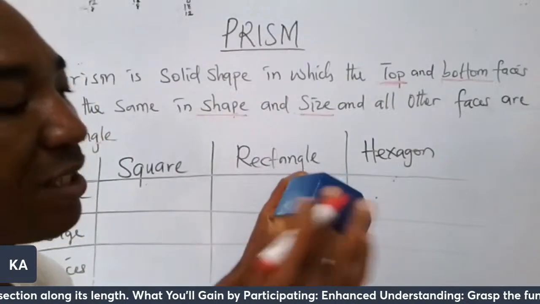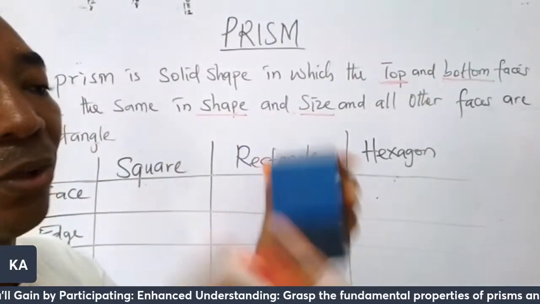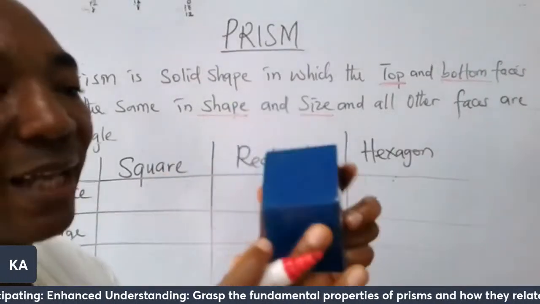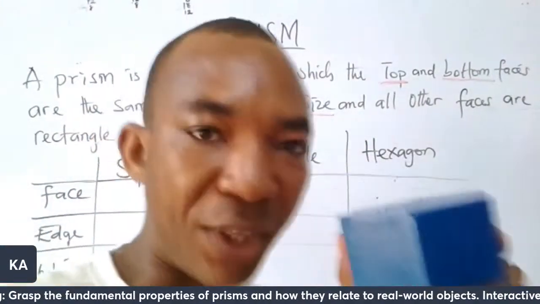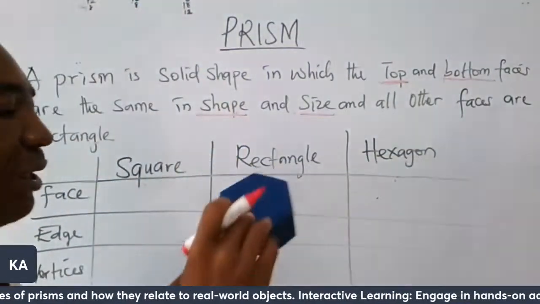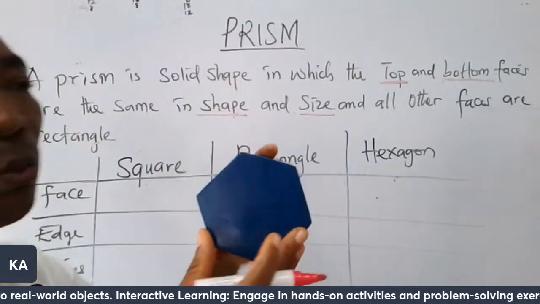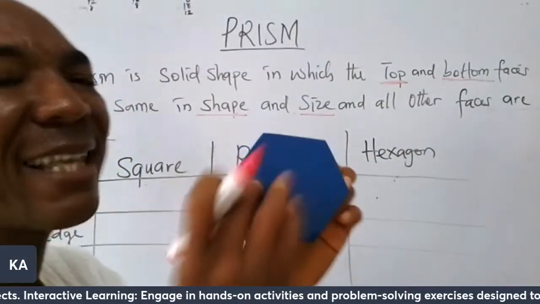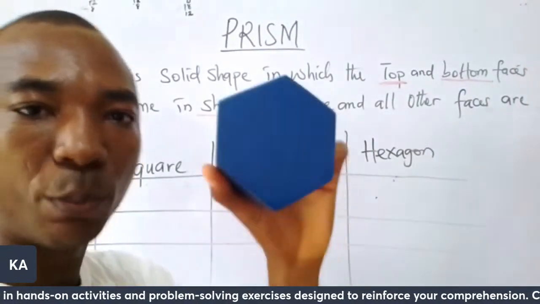Rectangles. Look at the other faces. They look like rectangles. Then therefore, this is a what? A prism. Since you know this is a hexagon, we can now call this a hexagon prism.